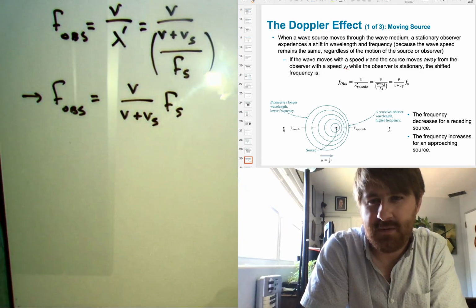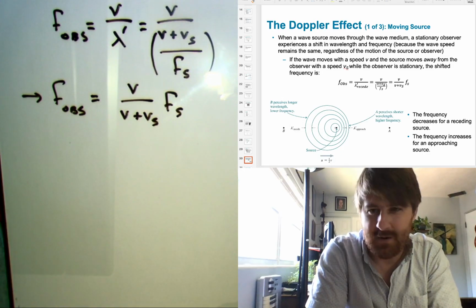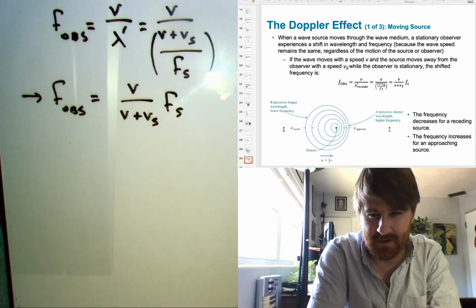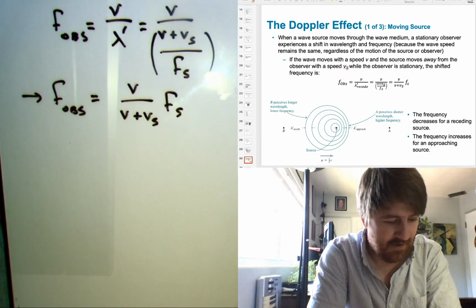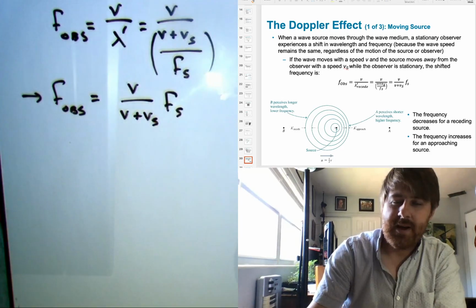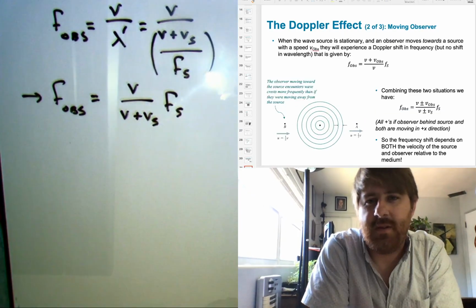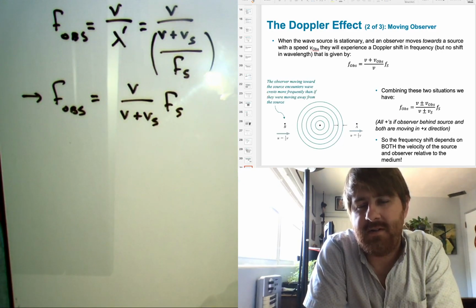So as the source moves away, the pitch of the sound, or the frequency of the light, or whatever kind of wave it is, is smaller for the observer than it was for the source. Okay, but now let's consider the case where the source is at rest and the listener moves towards the source.